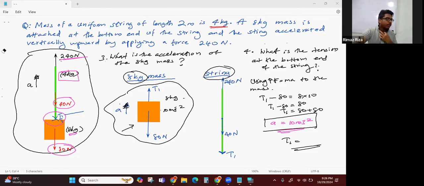Okay, let me know genuinely if you understand this, getting 160 Newton. If you understood, you can say yes. If not, say no. Okay, okay, I'll explain it again.